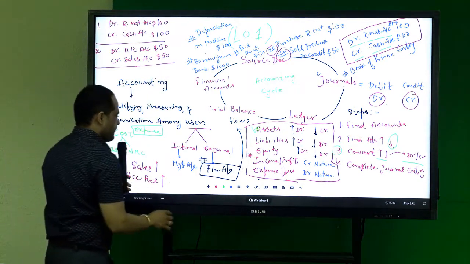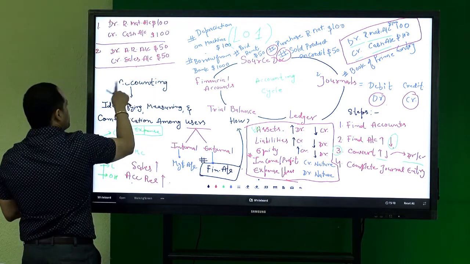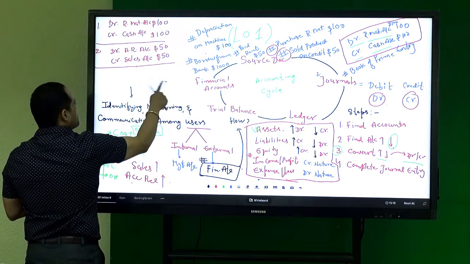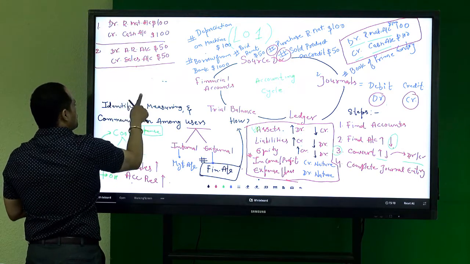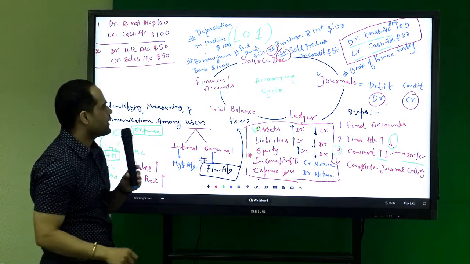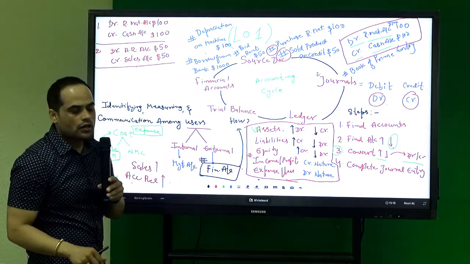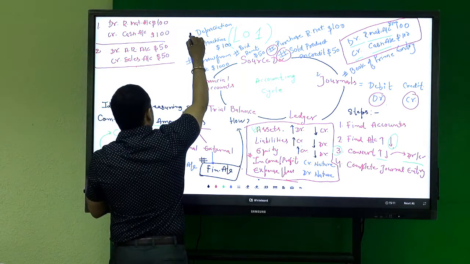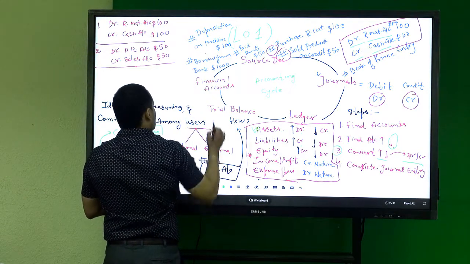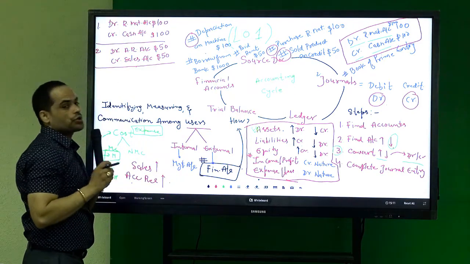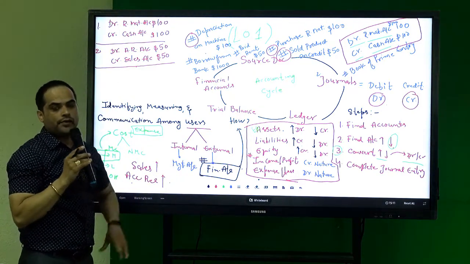Alright? That is your second journal entry. Now move on to the third journal entry, which is depreciation. Alright?